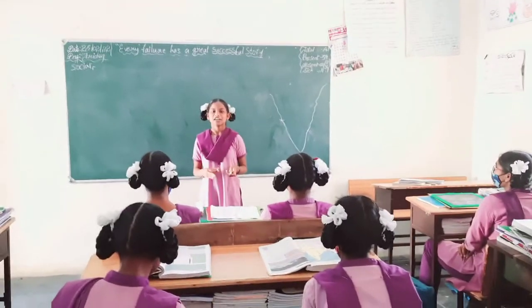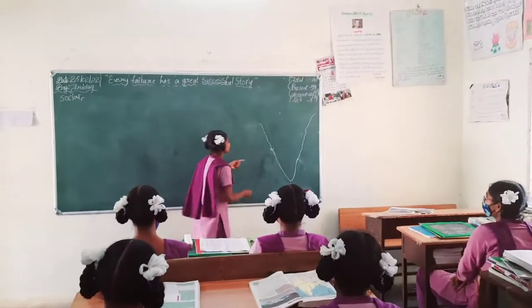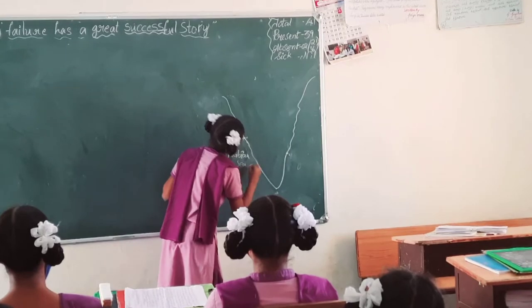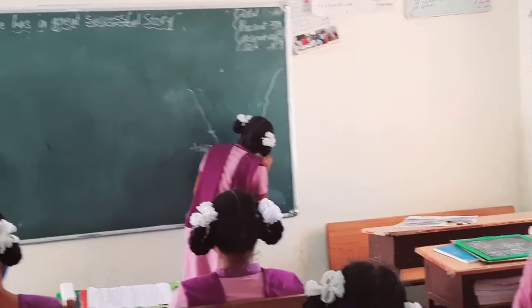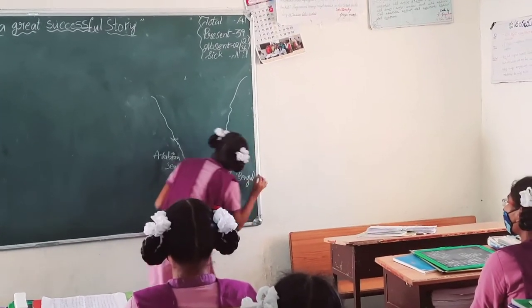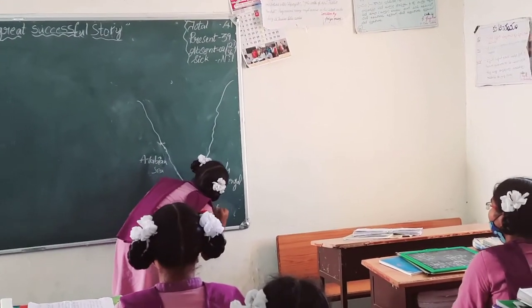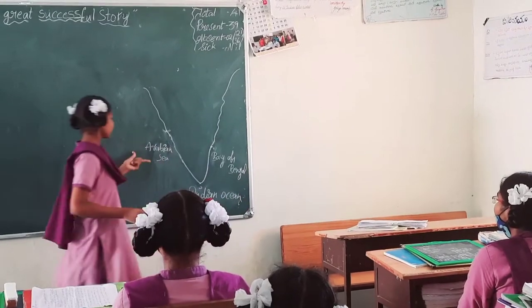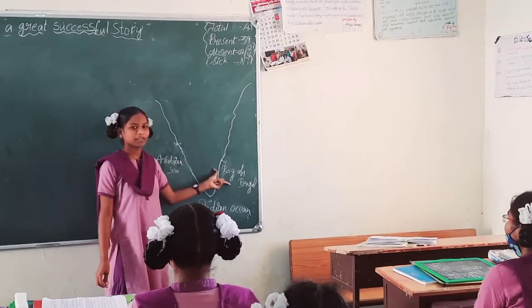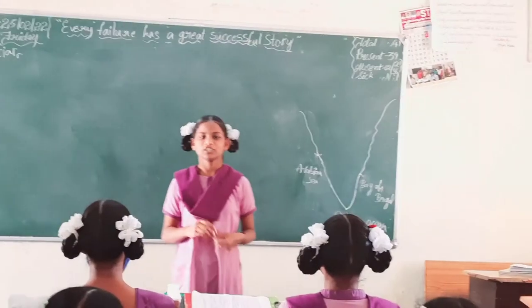The peninsula land is surrounded on three sides: to the west, the Arabian Sea; to the east, the Bay of Bengal; to the south, the Indian Ocean. The Indian landmass displays great relief variations.